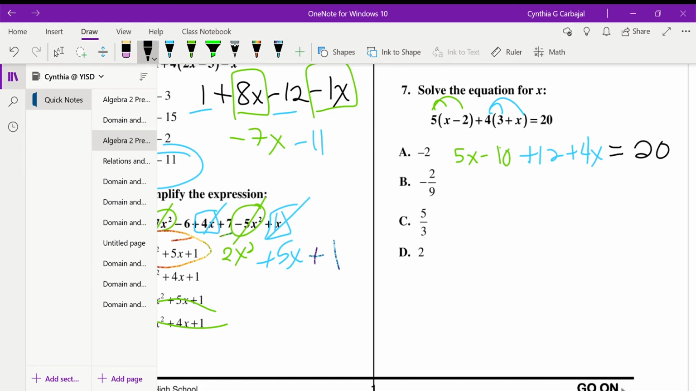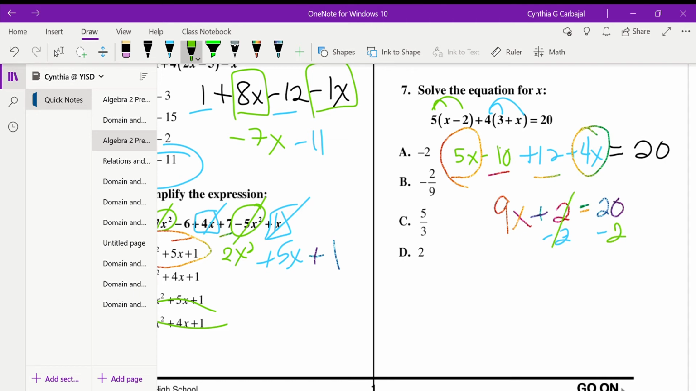And then we combine like terms on this left side, the x's with the x's, so that's 9x. And the regular numbers, -10 plus 12 will give me a +2, because opposite signs you subtract and then keep the sign of the larger number. Okay, and then we want to solve for x, so we're going to get rid of the 2 by subtracting a 2. But if I do it to one side, do it to the other.